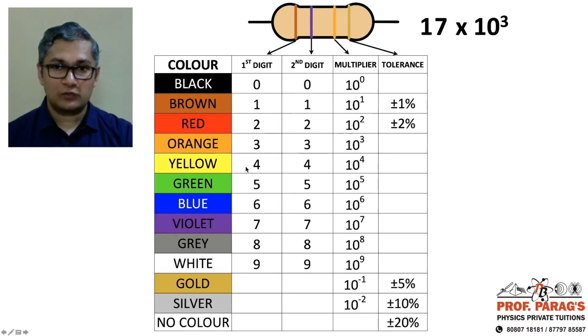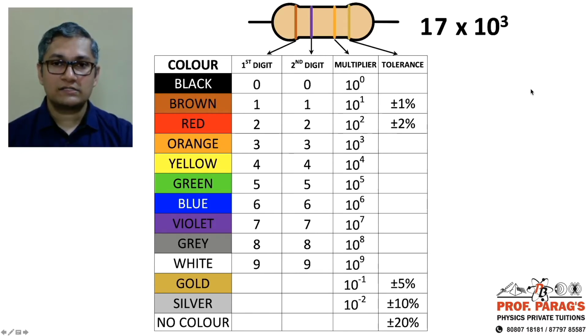So for the last one, I can only have either brown, which means plus minus 1%, red, plus minus 2%, or gold, which is plus minus 5%, silver is 10%. And if there is no color band at all, then it is plus minus 20%. These are the 5 bands possible in the last ring.